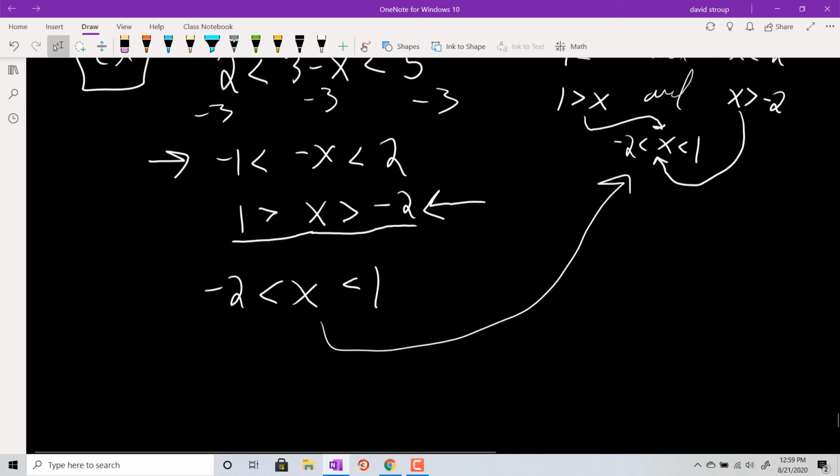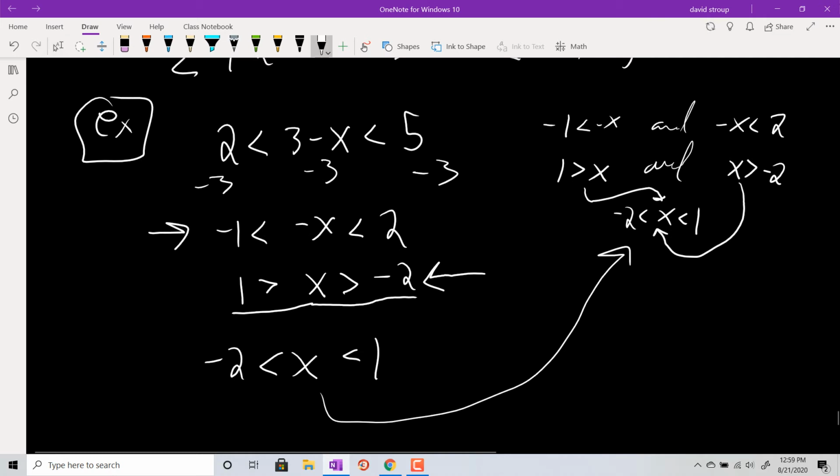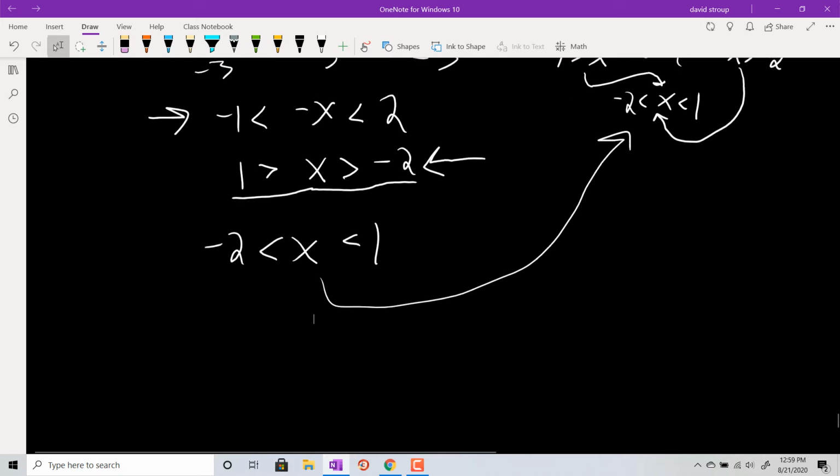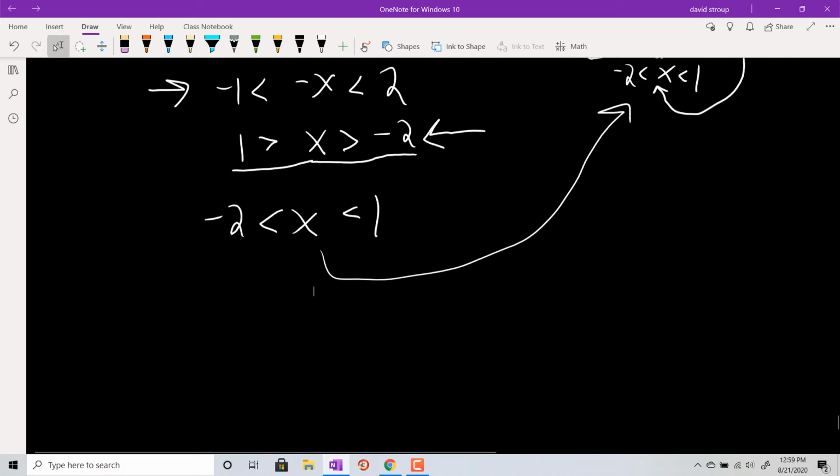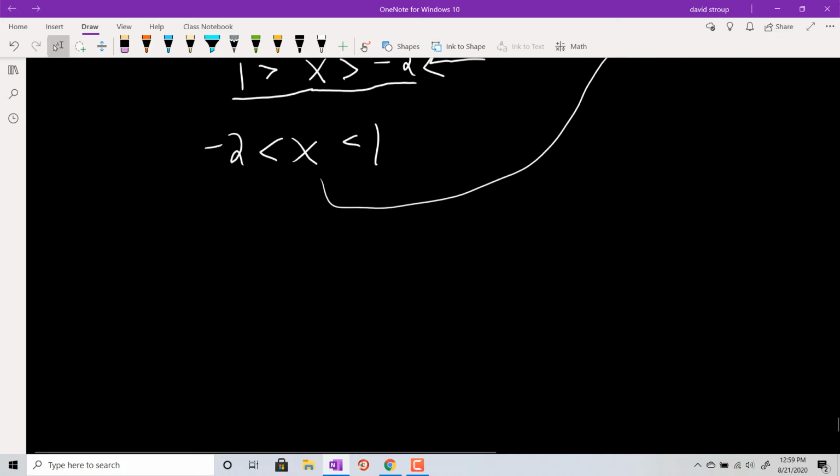Okay, so if you multiply all three sides by a negative, you have to change the direction of both inequalities, is what I'm getting at. So you just flip both of them. Okay, let's move on to absolute value inequalities. Okay, and there's two forms, or two types basically.